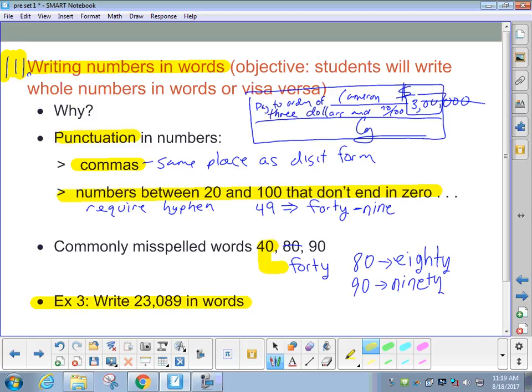Example 3. Write that number in words. Now I'm not saying what that number is because that would kind of be doing your job for you. Yeah? So write 23,089 in words with place value. I definitely don't want you to write it as 23,089 like that.